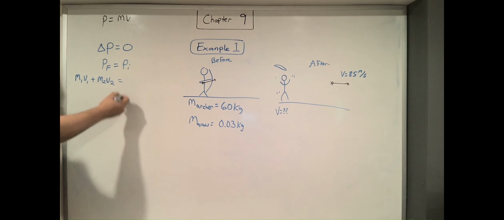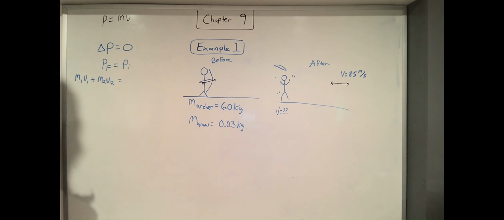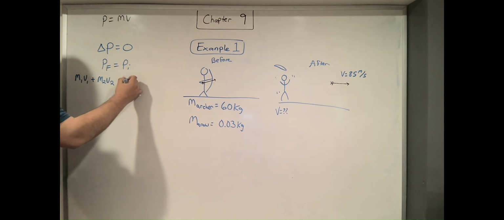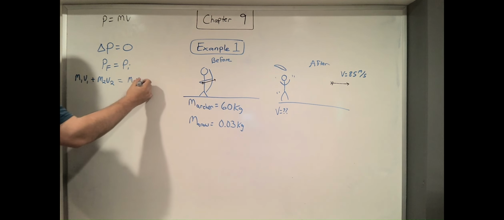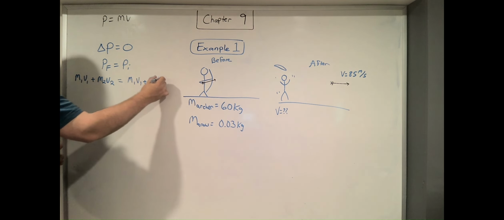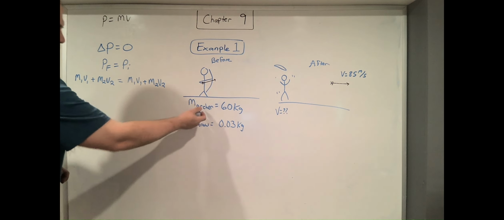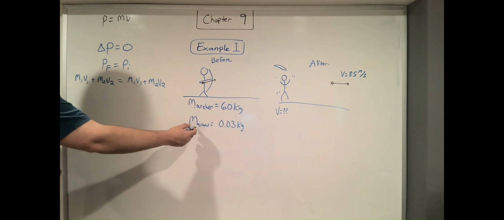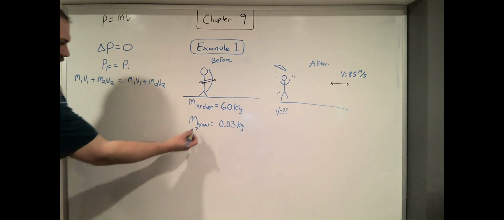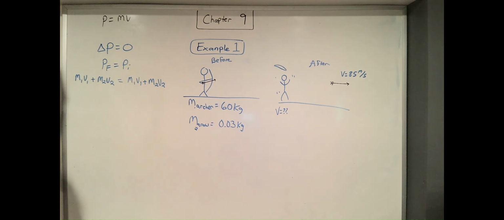Now, if I look at the initial, I still have 2 objects. I have a mass of an archer, a mass of an arrow. So I still have 2 objects. So I'm also going to have M1 V1 plus M2 V2. And now I can start plugging in and seeing where I'm at in this thing. Like, what do I need to still solve for? So I've got numbers and I've got things. Let's go ahead and say that the archer is mass 1. And we'll say the arrow is mass 2. Okay. So that'll help identify some stuff.